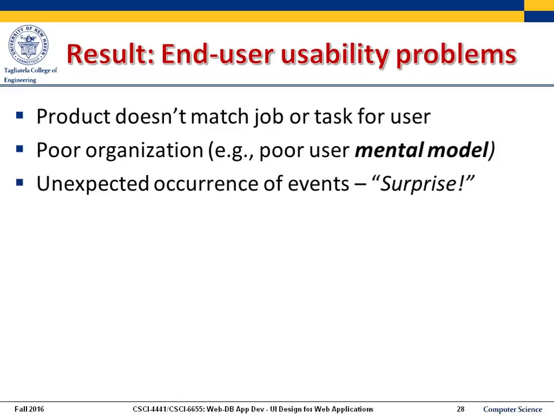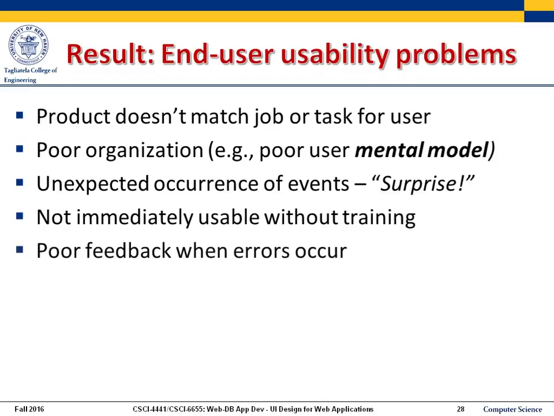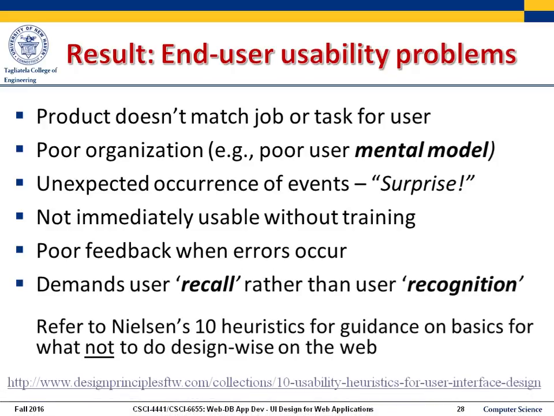This unexpected occurrence, when it's not desired. Usually people don't like being surprised. All right, so you don't usually want to do that unless it's for a particular effect. Again, it has to be usable without training. There's another one, poor feedback when errors occur. There are lots of things that have to do with designing to avoid errors, designing to provide feedback when there are errors, and designing to help them get back to where they want to be. Right? That's very important.